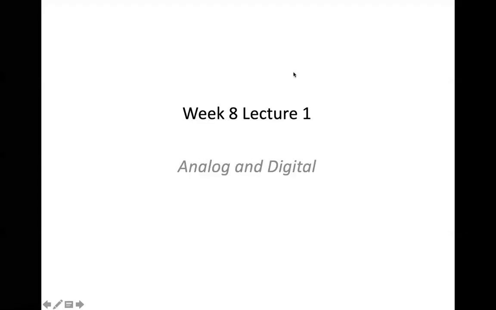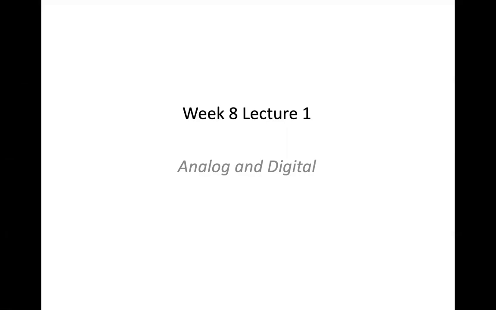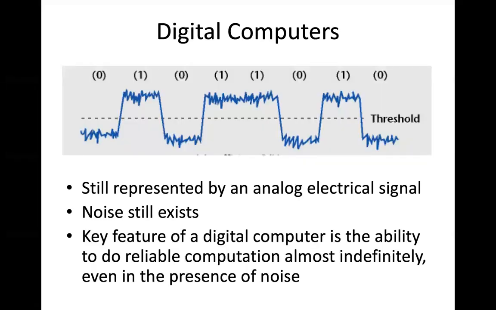This is lecture 1 for week 8 of CS 1030. And in this lecture segment, we're going to continue what we started looking at the end of last week, which is some of the low-level stuff that goes on inside computers, and in particular, analog and digital representations. So let's return to this figure from the last lecture segment.